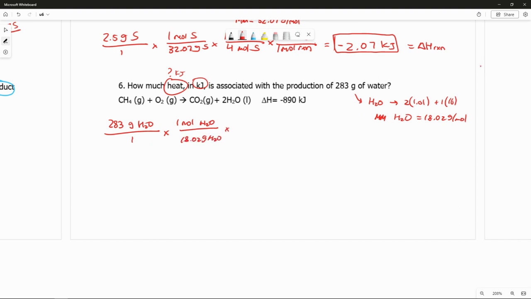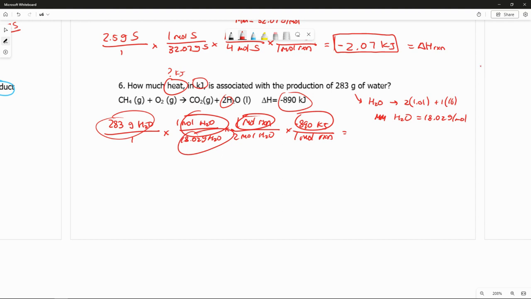And for every, look at our equation, we have 2 moles of H2O. There, we're going to have 1 mole of the reaction. For every 1 mole of the reaction, we're going to have our heat value of negative 890 kilojoules. We know everything cancels, as we specified in many dimensional analysis problems, and we are left with kilojoules, letting us solve. Multiply everything on the top, click enter, divide by everything on the bottom, and that will give you negative 6,988.62 kilojoules as your final answer.